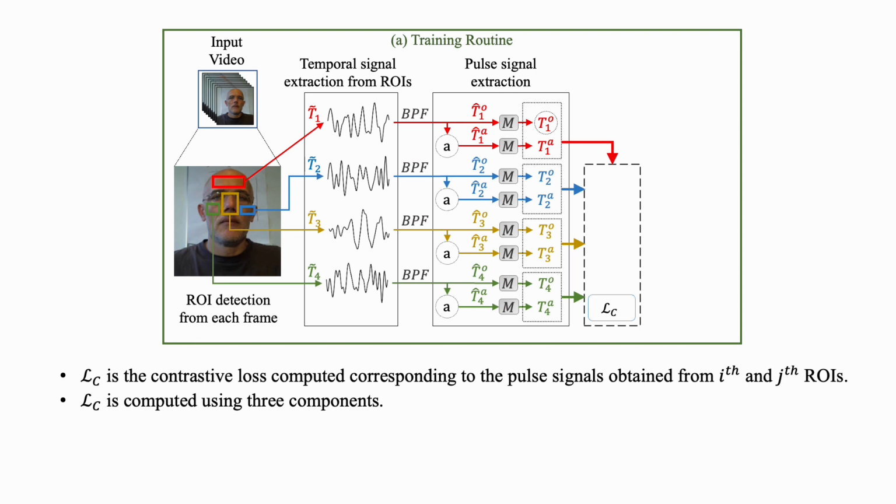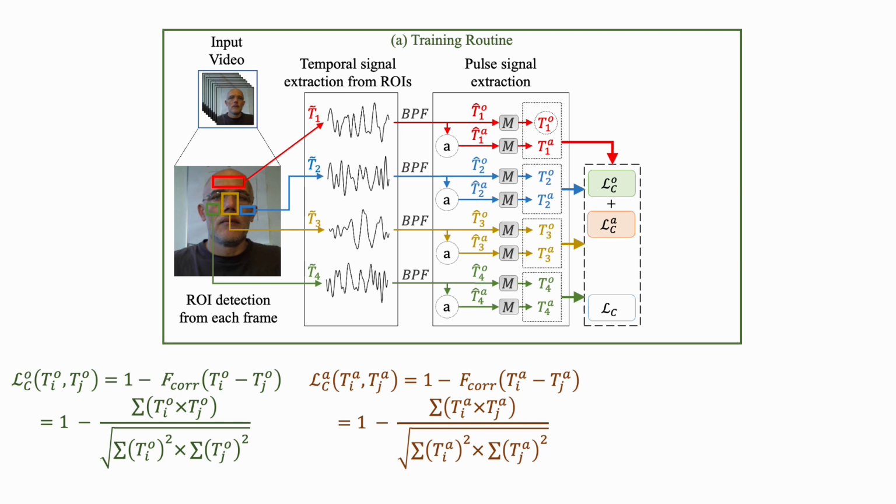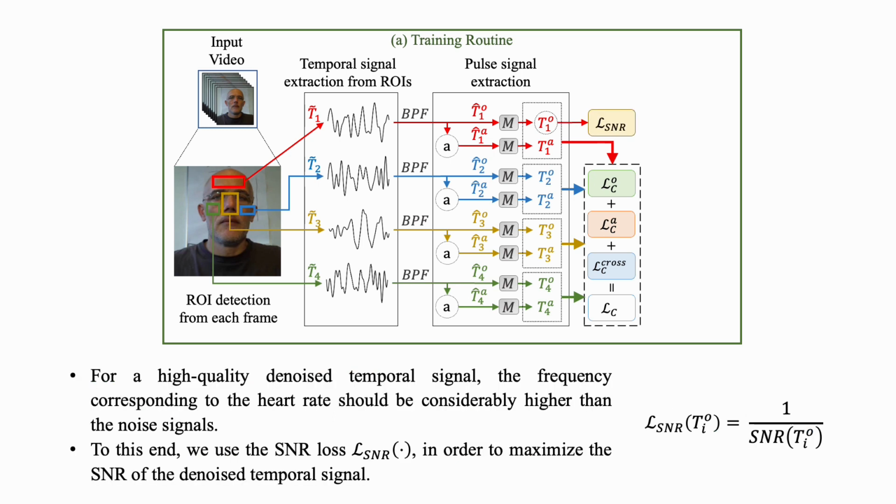Using these denoised signals, the contrastive loss LC is calculated. This LC consists of three components. The first component aims to maximize the similarity between the original signals from two different ROIs. Similarly, the second component aims to maximize the similarity between augmented signals from two different ROIs. Finally, the third component ensures that the HR from the augmented signal is k times HR from the original signal.